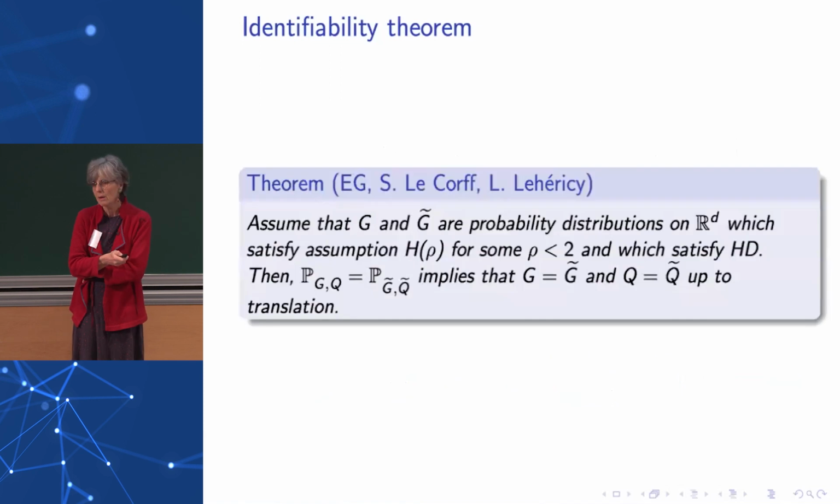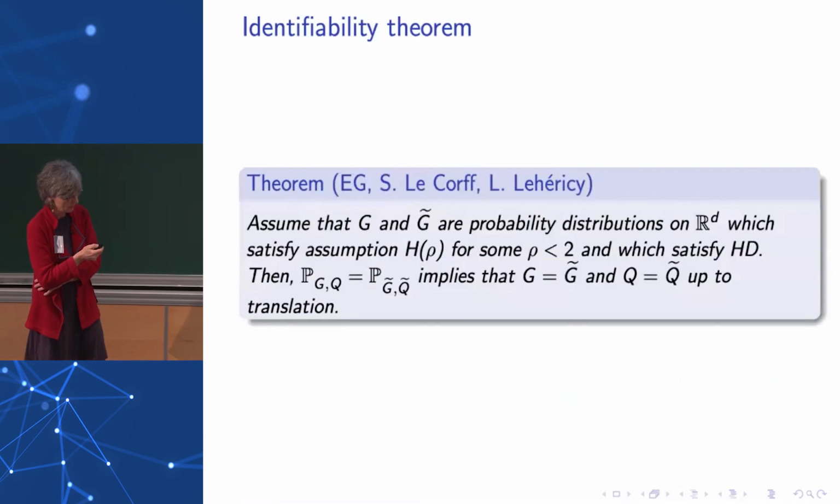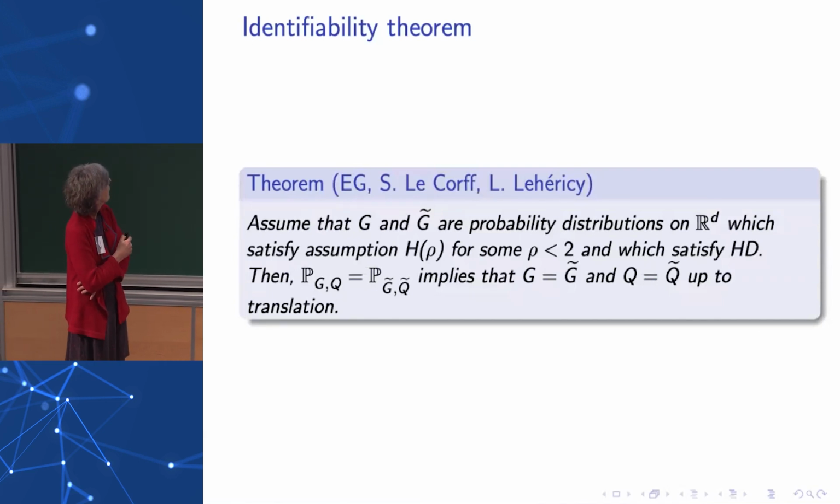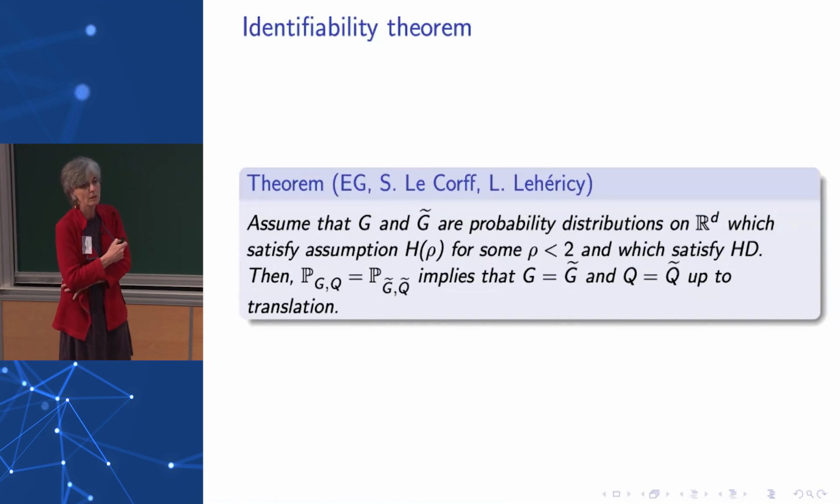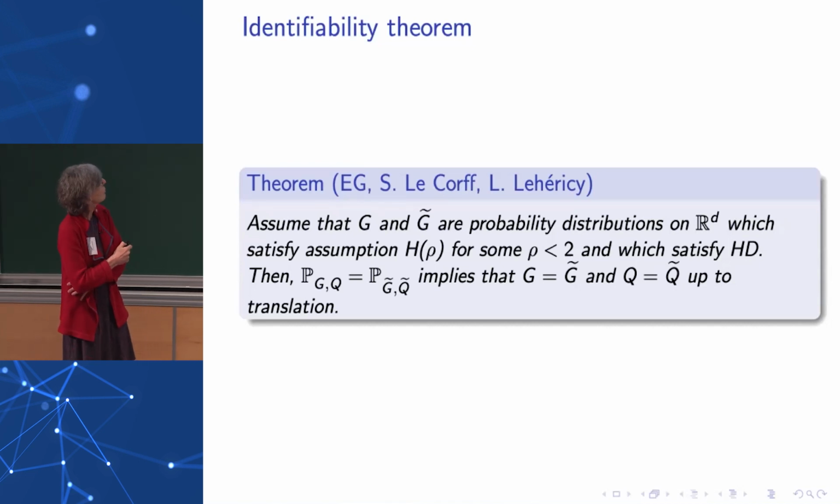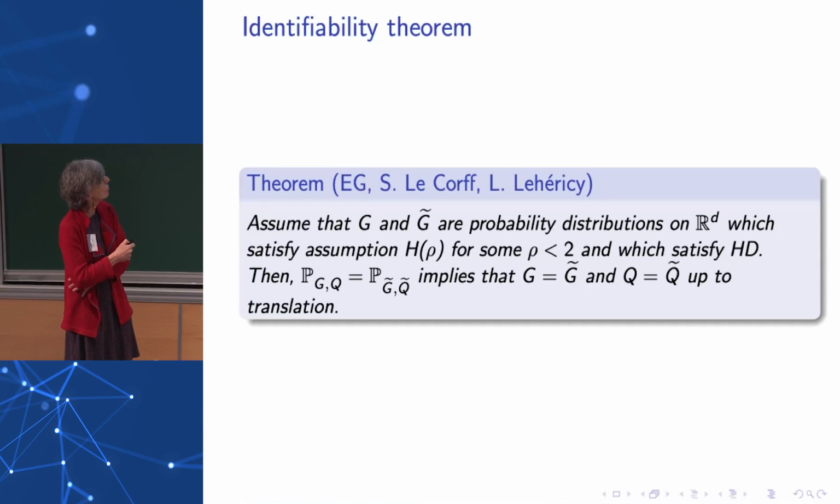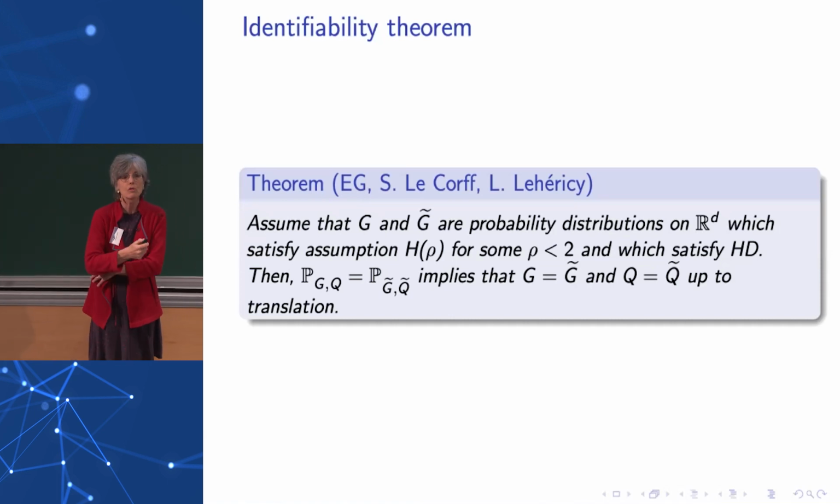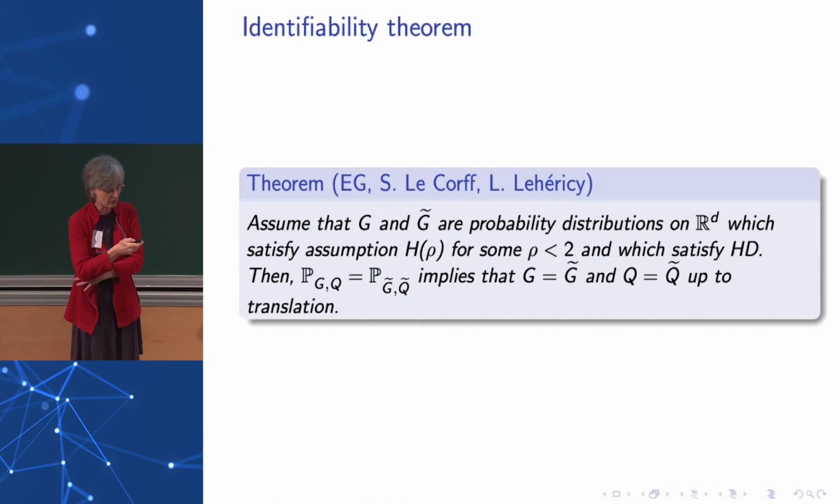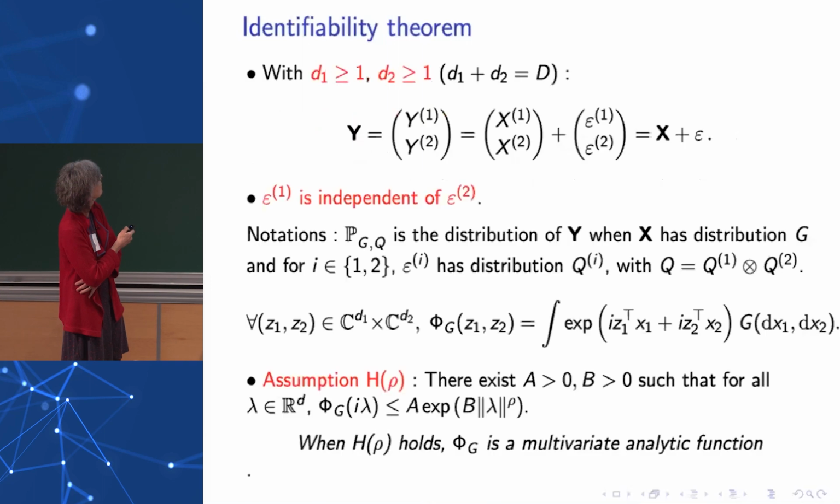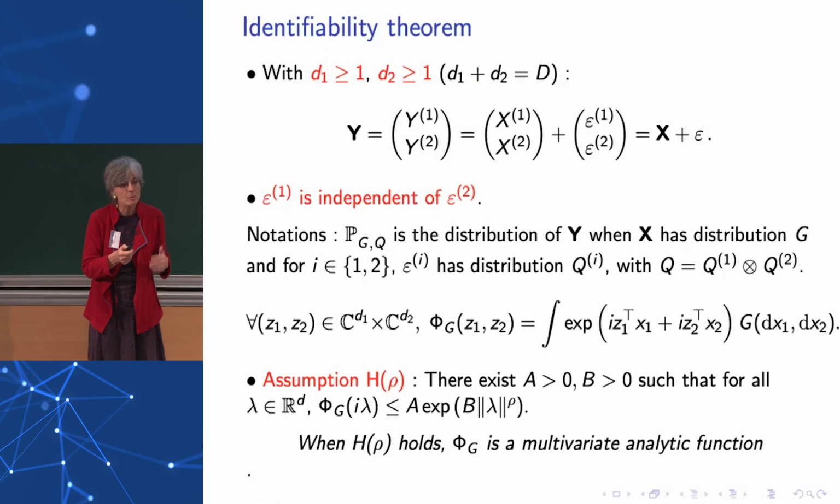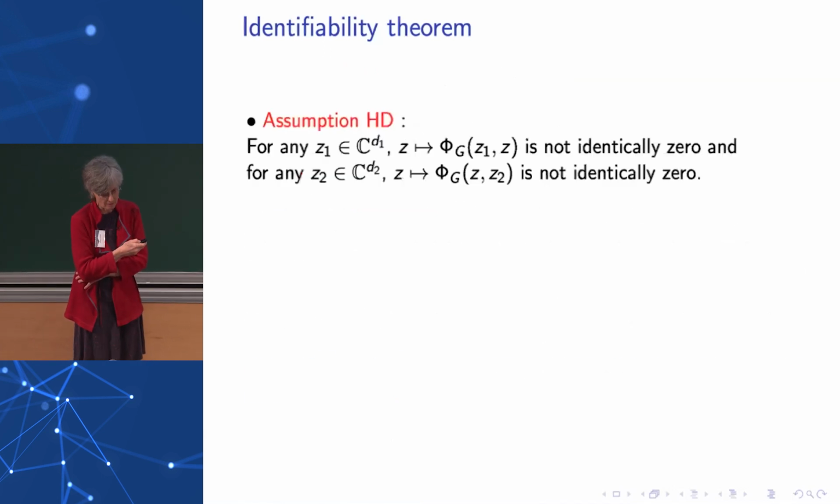So the result we got with Luc and Sylvain is that if you put those assumptions and you only have the distribution of the observation, that is, of the noisy corrupted data, then you are able to recover the distribution of the signal and the distribution of the noise. Of course, this is only up to translation, except if you assume something about the translation, because if I come back to the model, you see that if you translate x by m and epsilon by minus m, you still have the same observation, and you cannot recover that only based on data.